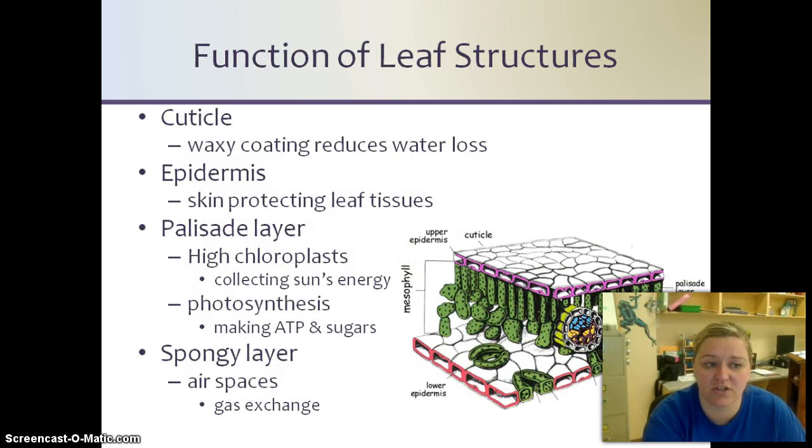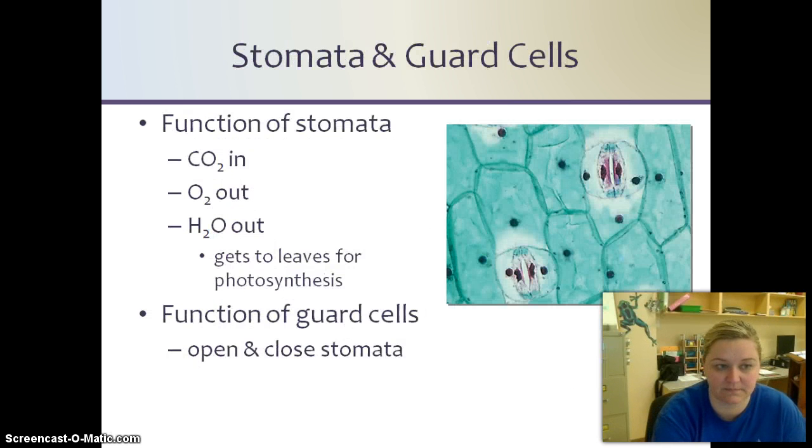So here's what those parts are for. The cuticle is a waxy coating that reduces water loss. So the cuticle is going to be really thin in an area where there's a lot of water, but it's going to be really thick in an area like a desert where there's not a lot of rain. The epidermis is the skin protecting leaf structures. The palisade layer has a lot of chloroplasts. If you look, this is the top of the leaf, so this is where all the sun is hitting. So that's going to need a lot of chloroplasts, so this is where most of the photosynthesis happens. The spongy layer is where there are air spaces and we can exchange gases.